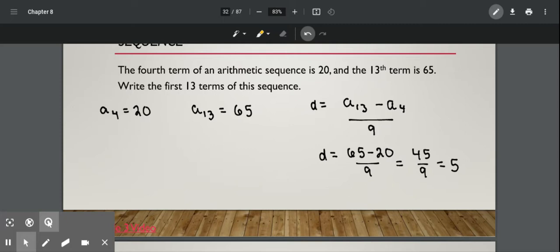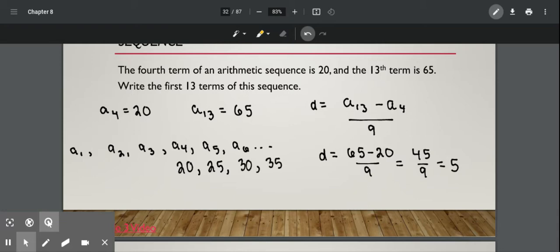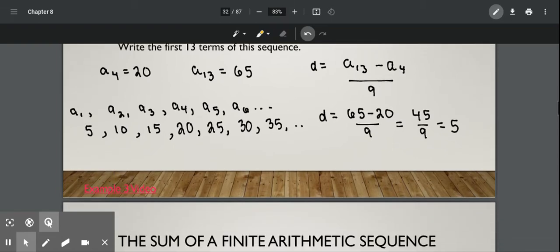So if we were writing all of the terms, first, second, third, fourth, fifth, sixth, and we could keep going. So we know our fourth term is 20. If our common difference is 5, then we'll be at 25, 30, 35, right? We could keep going to 65. And then we could even go the other direction. So we could go backwards and say 15, 10, and 5. And so we could figure out that our first term was actually 5 also.